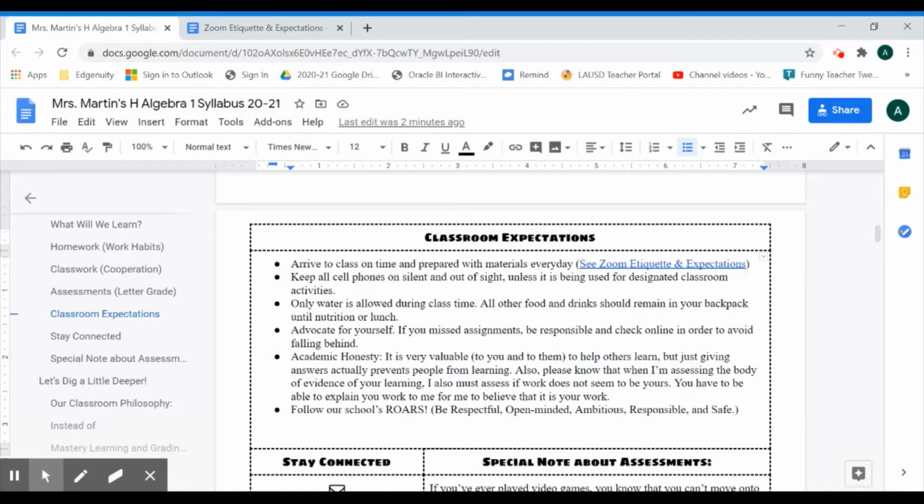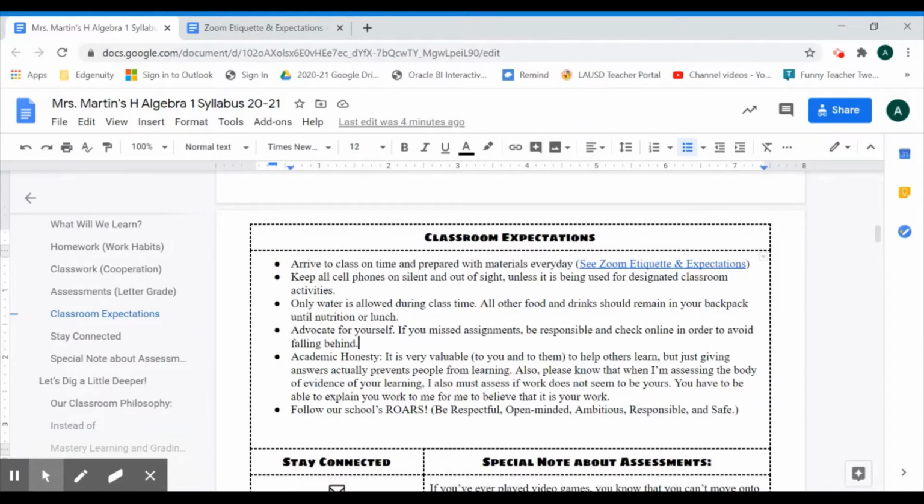Keep all cell phones on silent and out of sight, unless it is being used for designated classroom activities. This is to avoid distractions during the little time that we have together to work on materials. Now, this next one is more for when we meet in class in person. My classroom is prone to ants, so I really only like my students to have water when we're in class during class time. However, since you're at home, I'm sure you might have a beverage next to you during the Zoom, and that's fine. However, please try not to eat while we're on Zoom. It's very distracting, especially if we're hungry.